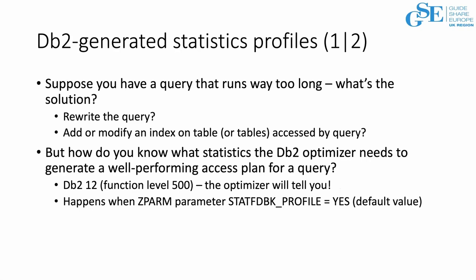But according to the team at the IBM Support Center that works on performance problems related to long running queries, they said for years they've been saying 75% or more of those problems are ultimately solved not by rewriting the query or adding or modifying an index. It's solved by actually getting the right statistics into the DB2 tables. But how do you know what statistics the DB2 optimizer needs to generate a good access plan for the query? Well, with DB2 12, function level 500, the optimizer will now tell you what it needs.